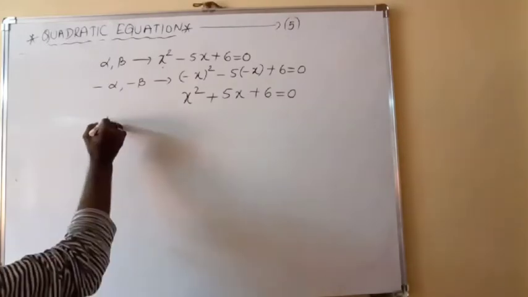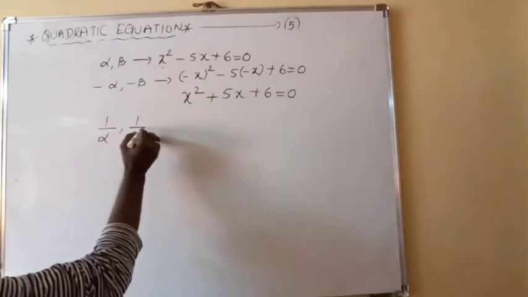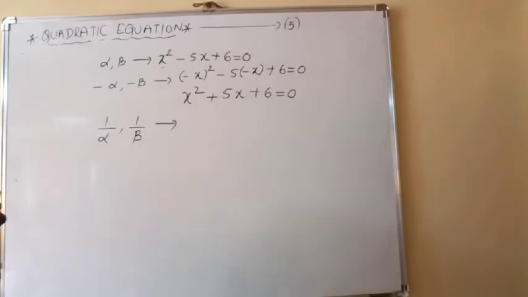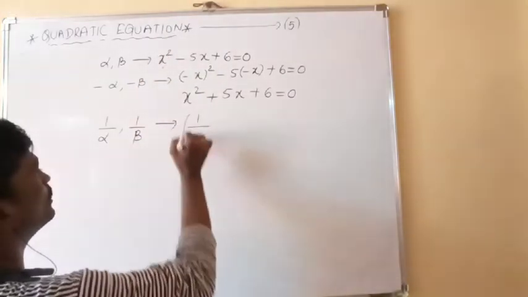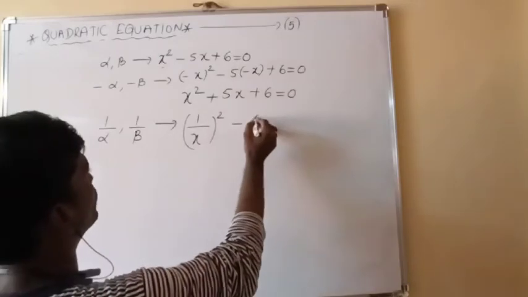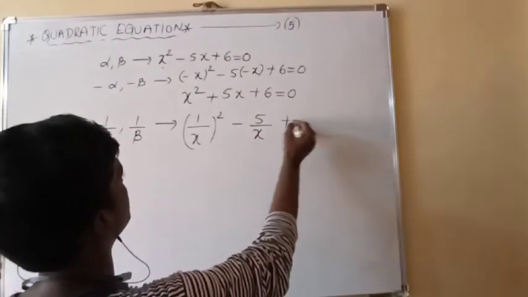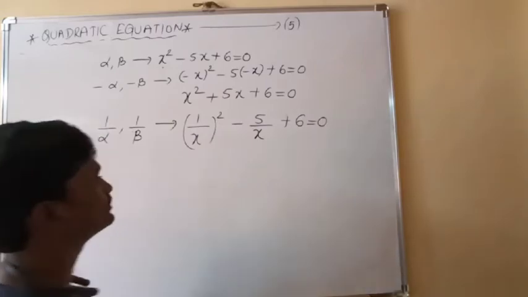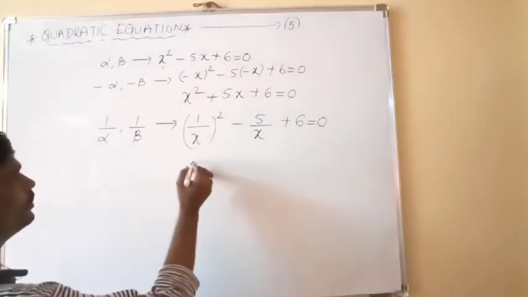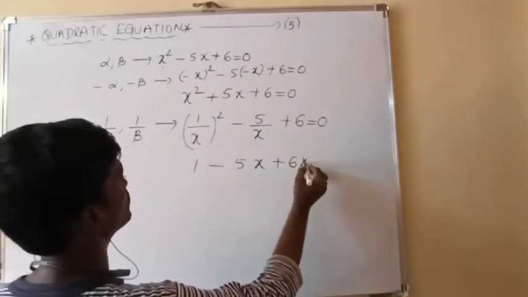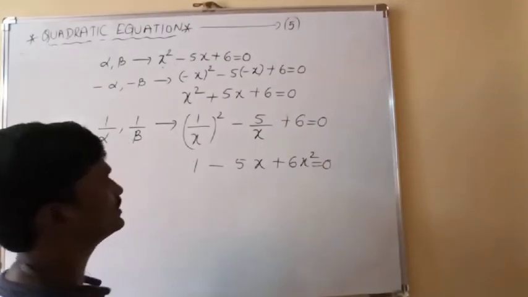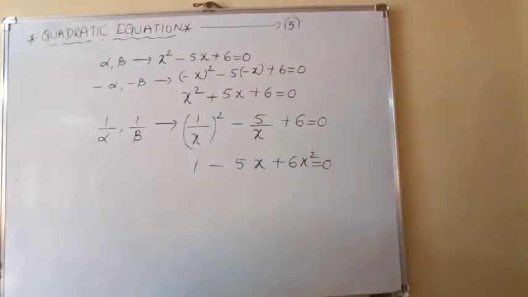Suppose you want to get the quadratic equation whose roots are 1 by alpha, 1 by beta, replace x by 1 by x in the given equation. So 1 by x whole square minus 5 by x plus 6 is equal to 0. Multiply with x square, what you will get? 1 minus 5x plus 6x square is equal to 0. That is the required quadratic whose roots are 1 by alpha, 1 by beta.